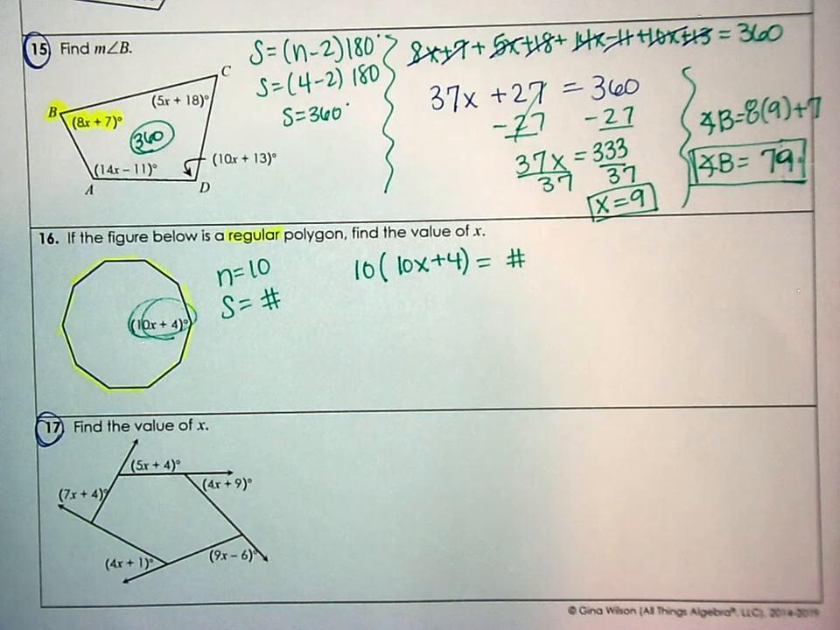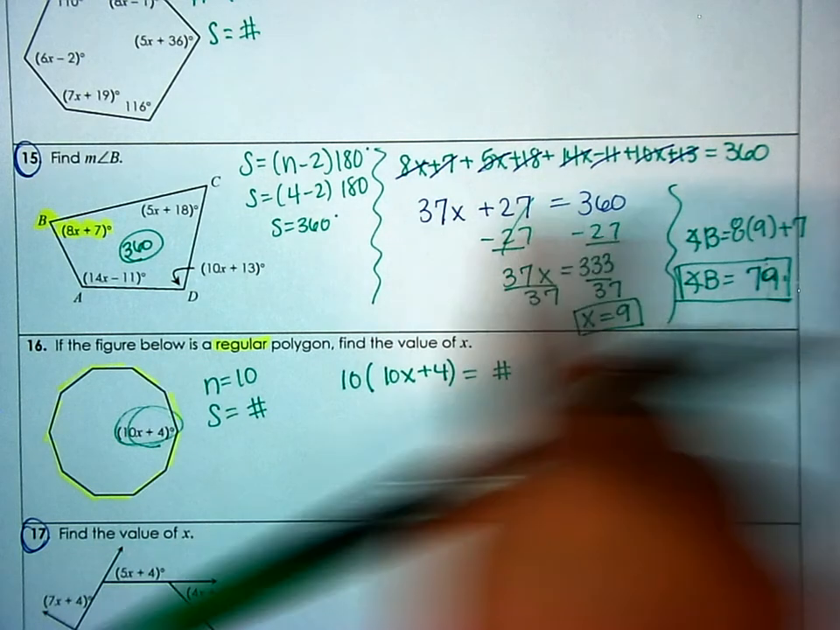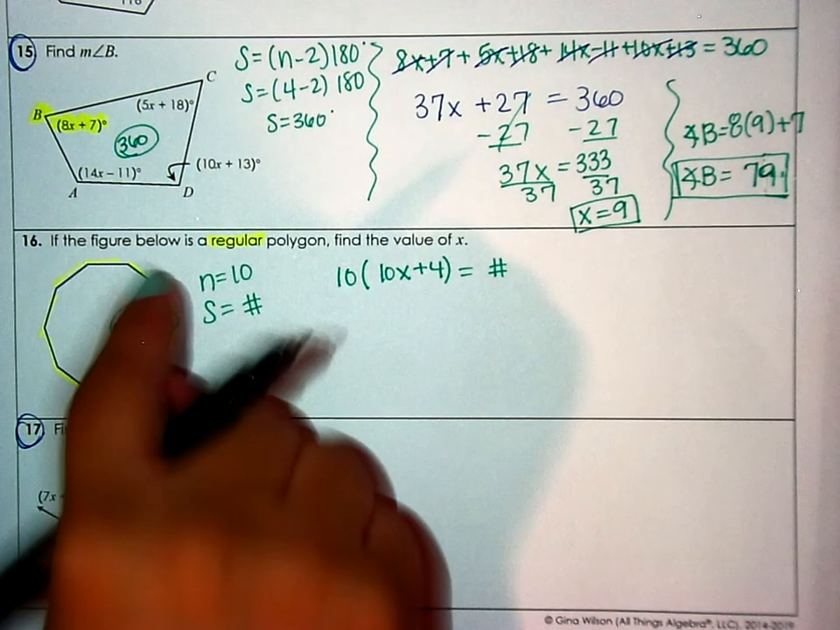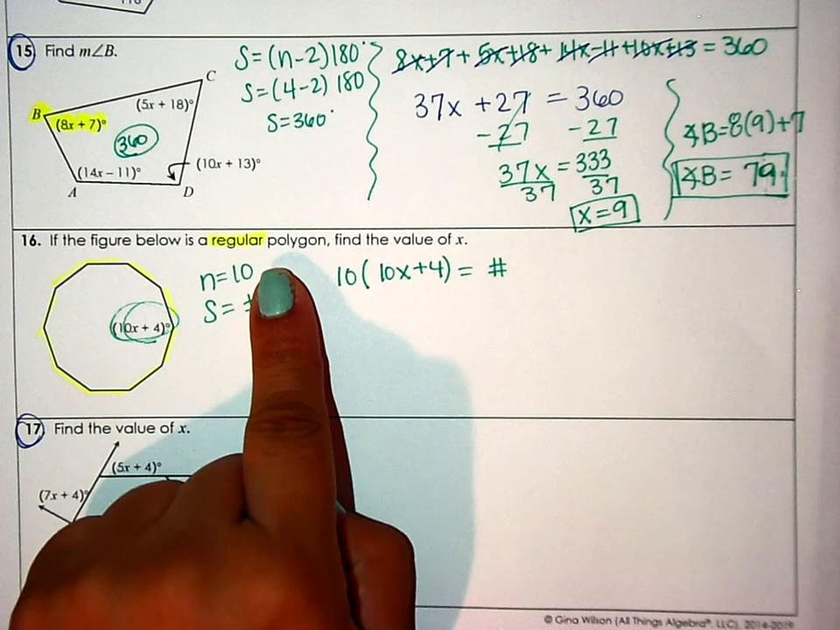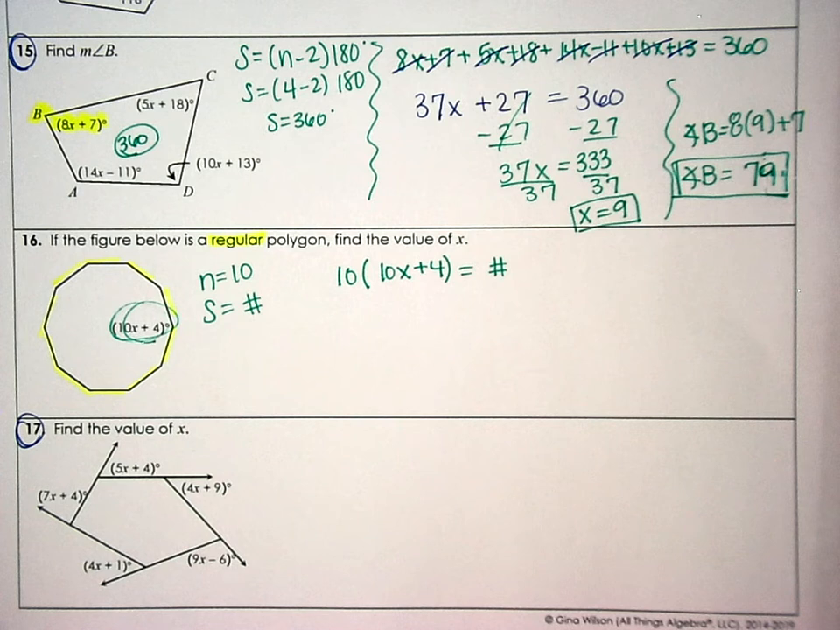Now you couldn't do that on these because they're all different. Since they're all different, we have to write them all out. You can do that on 16 because they're all the same. And that's why they only gave you one of them, because they're all the same. Now, if this confuses you, write out 10x plus 4, 10 times, and then set it equal to your sum. But it's going to be really long. So I would suggest doing this instead. I think that'll help you out.